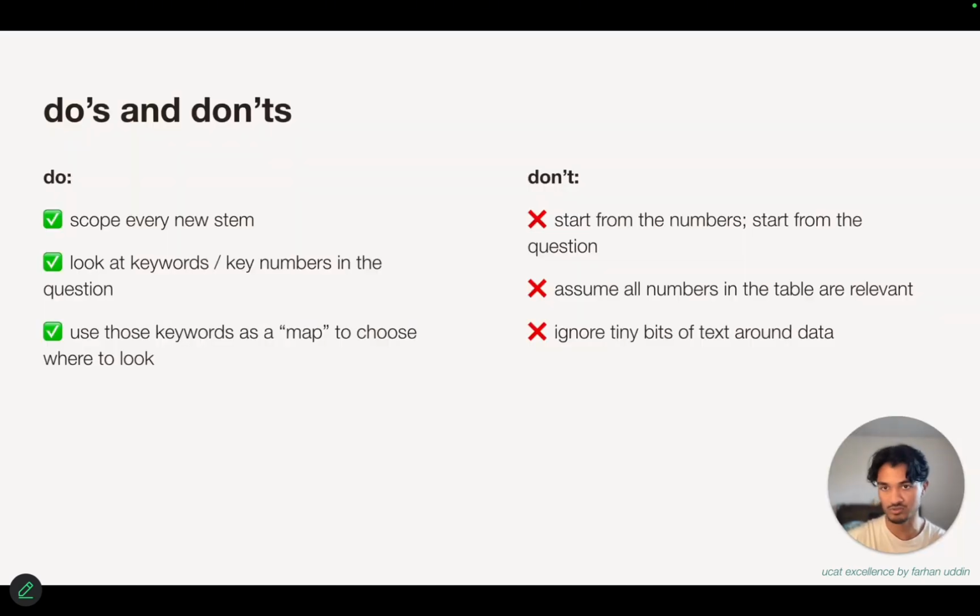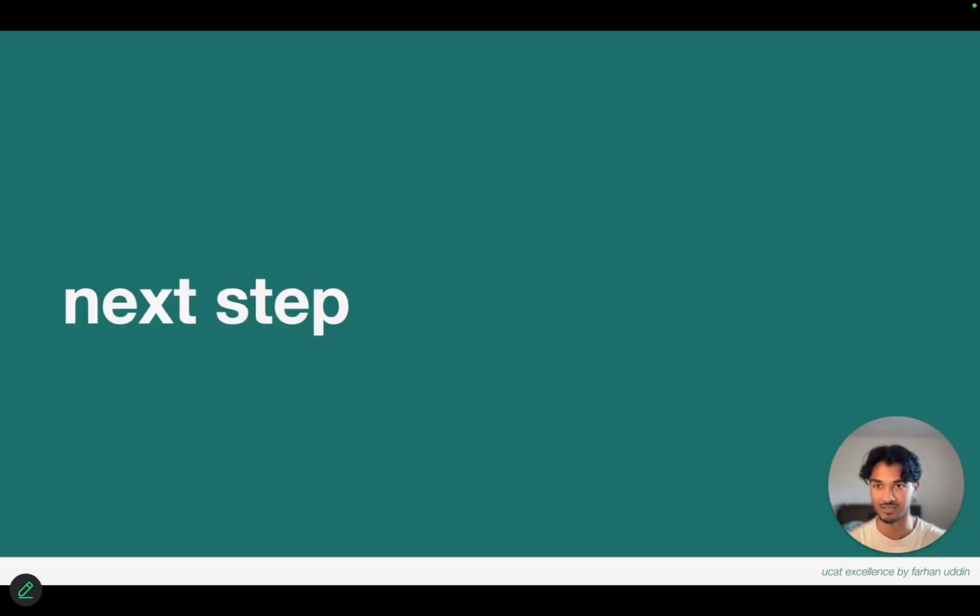So here's your do's and don'ts. Do scope every new STEM. Do look at the key words and the key numbers in the question, and do use those keywords as a map to choose where to look in the table. Don't start from the numbers, start from the question. Don't assume all numbers in the table are relevant, and don't ignore tiny bits of text around the data because that could drastically change how you end up doing your calculation.